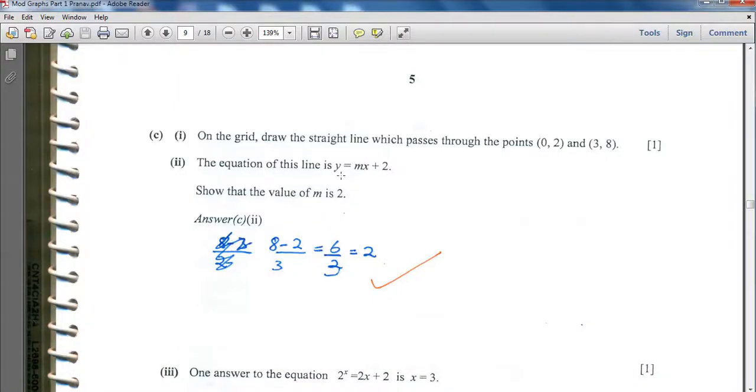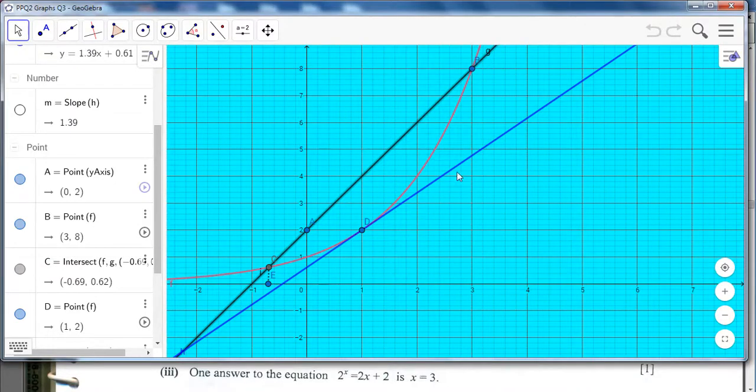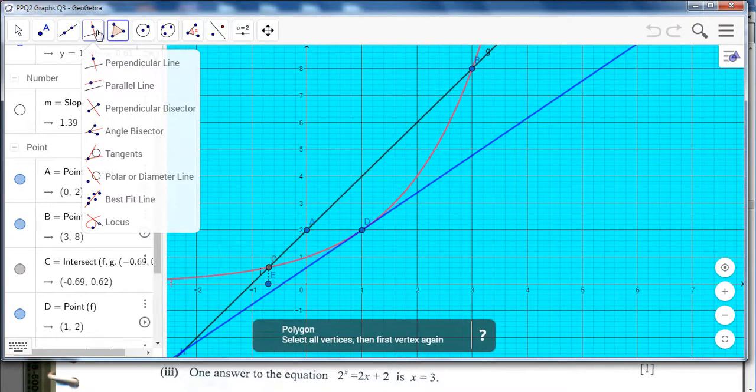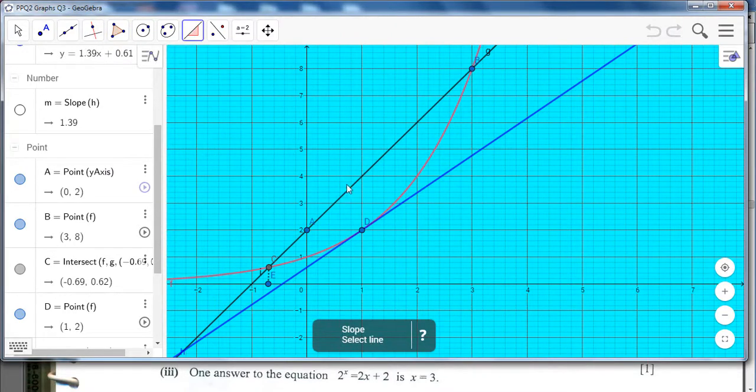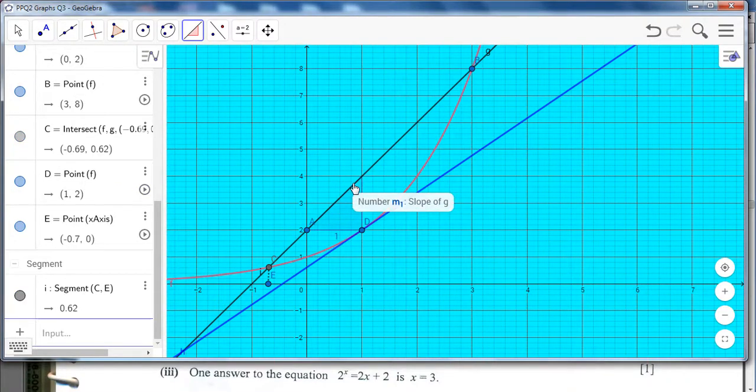Further, the equation of the line is y is equal to mx plus 2. Show that the value of m is 2. So you need to find out the gradient of that line. Since I'm working in GeoGebra, I can find out the gradient using the function. So the gradient of this line is 2. We can see it in GeoGebra, but on your graph also, as I said, you can select two random points which are placed further apart and find out the gradient as rise over run, and that will come out to be 2.